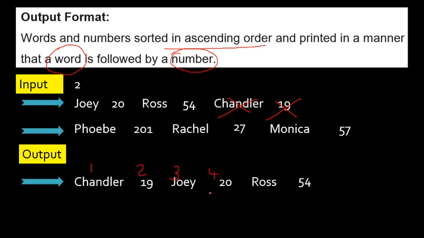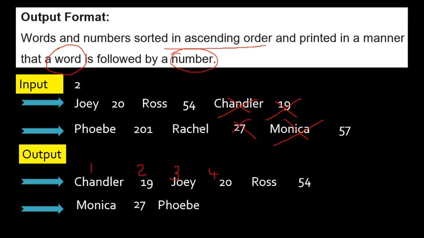For the second input, for Phoebe, Rachel and Monica, what will be the output? Calculate. For the second case, your output will be first which name will be present? Monica, followed by which number? After first number, first of all these three numbers, least value is 27. Okay. Next word, we have completed Monica. So what is remaining? Phoebe and Rachel. Which one will come first in alphabetical order? Phoebe.